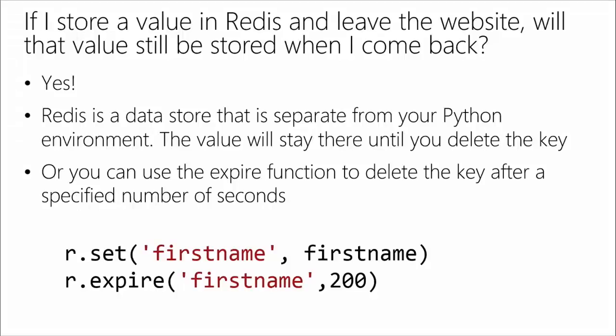If you just take a quick glance down at the slide, there is an expire function you can use as well. So if you know you don't want the key to stick around for too long, you can call r.expire, tell it the key name and how many seconds you want it to stay alive. So it is possible to create, if you will, temporary storage.